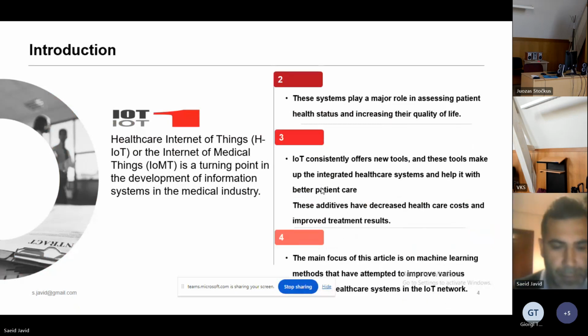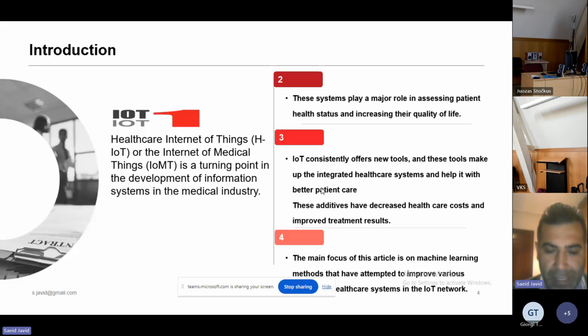Healthcare Internet of Things, or the Internet of Medical Things, is a turning point in the deployment of information systems in the medical industry. This system plays a major role in assessing patient health status and increasing their quality of life.